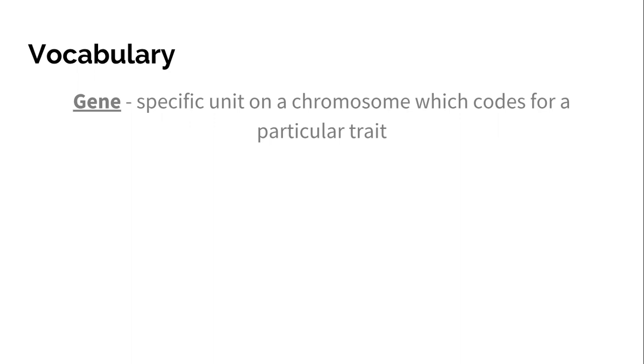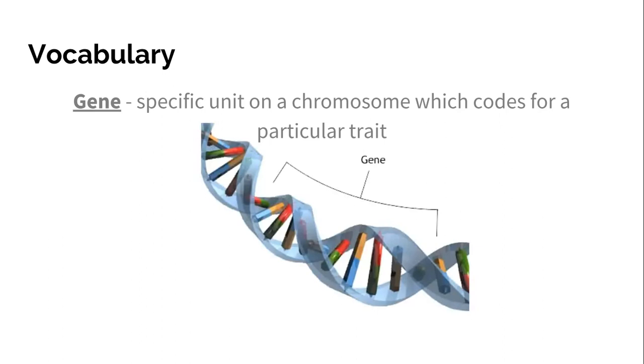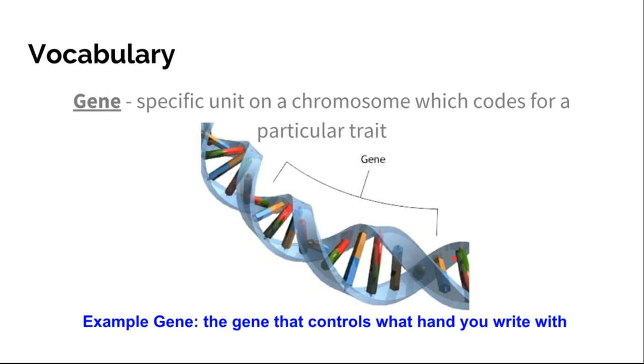So first one is gene. Again, it's a specific unit on a chromosome which codes for a particular trait. So, for example, here's a gene. Now, we're going to use the same example going all the way through, talking about which hands we write with. You can include the examples in your notes if you want to help you, but you don't have to. I will point out, if there's a longer definition, what to write down.